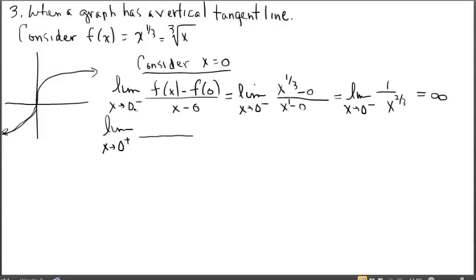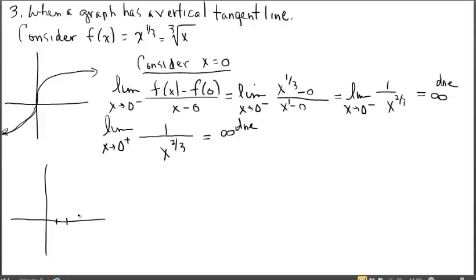If I were to approach 0 from the right, then I'm still dealing with 1 over x to the 2/3. And what results there is that you do have infinity. So we say that this limit does not exist, as in our previous work. And another example of a vertical tangent line, with a particular function that we worked very much with, is the square root graph.